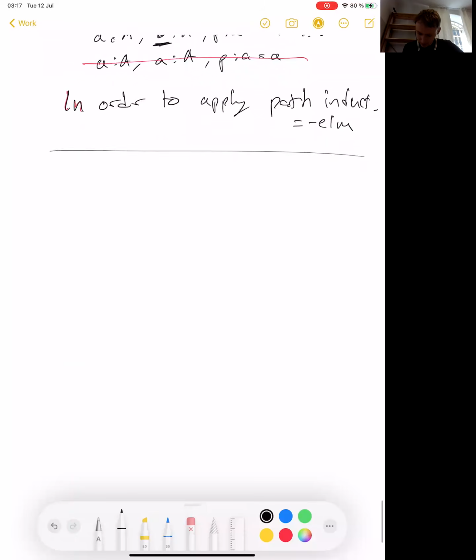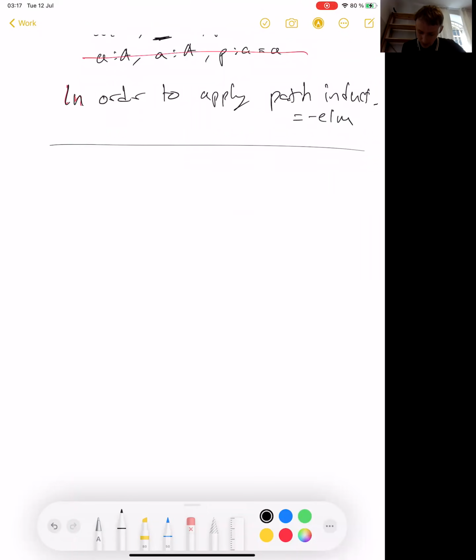So we're trying to prove. So we're trying to prove that A, we have an, oops, A in A and B in.